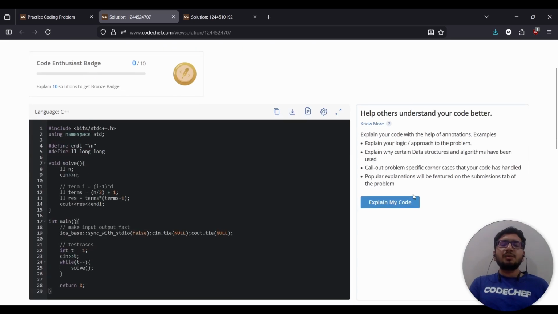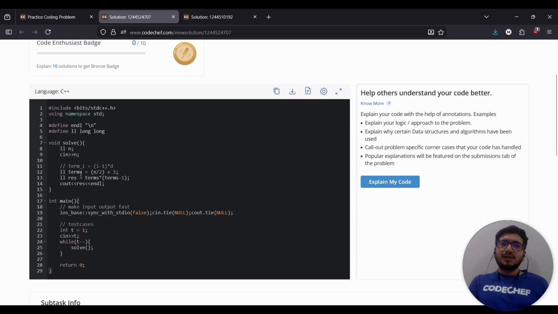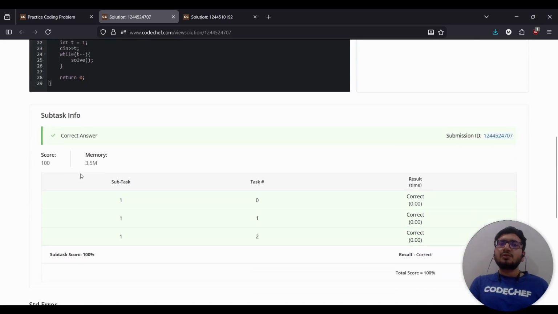Let's see how we can implement the solution in C++. So for each test case, we take the input of n, and as we have seen in the approach, we find the total terms, that is the even terms that we have, from going from 0 to n. Then we simply want to find out the sum of all these even terms. For that, we have a simple formula, that is terms into terms minus 1. And with this, we get the minimum score possible. And as you can see, I have AC in my C++ implementation.